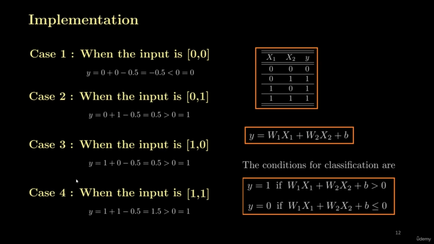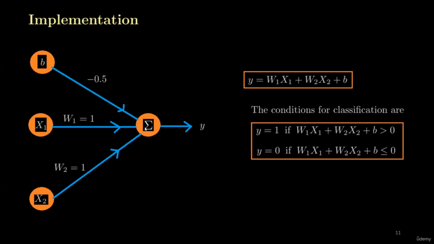Now look at case 4, that is, the fourth data sample, when both the inputs are equal to 1. So here w1 and x1 both are equal to 1, w2 and x2 both are equal to 1, and this b is equal to minus 0.5. So it is 1 plus 1 minus 0.5. If we solve this, we will get 1.5, which is greater than 0. And we know that according to the condition of classification, if we get a value greater than 0, we will assign a label 1. So we can see that with the help of this perceptron, we can easily implement the OR gate, or we can perform the classification on the OR gate.